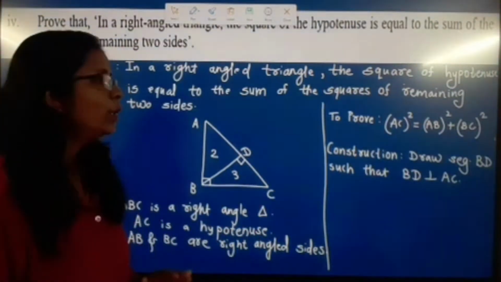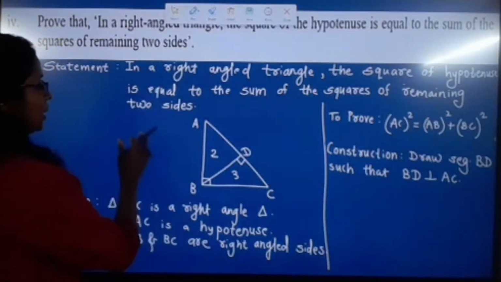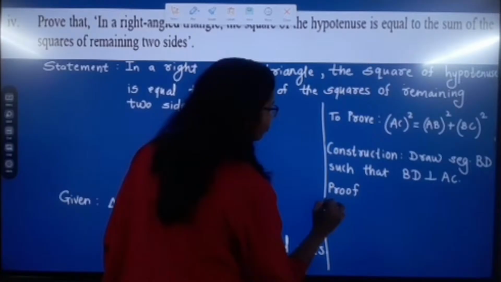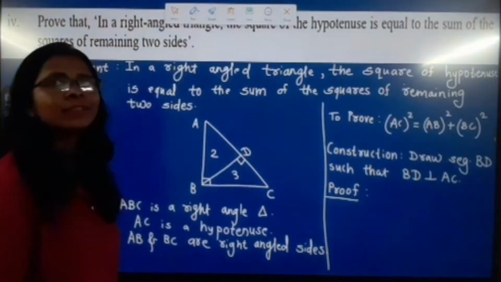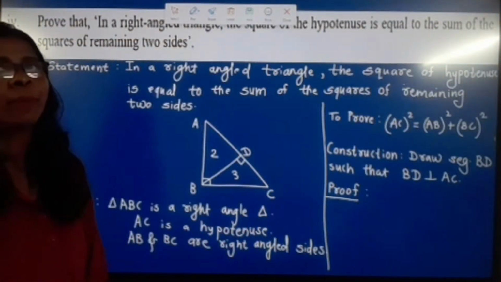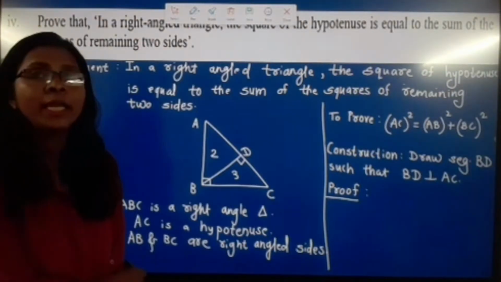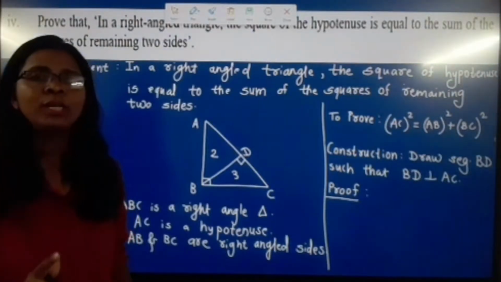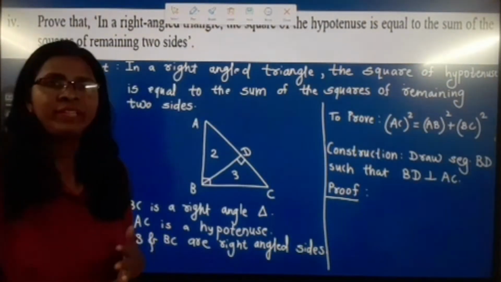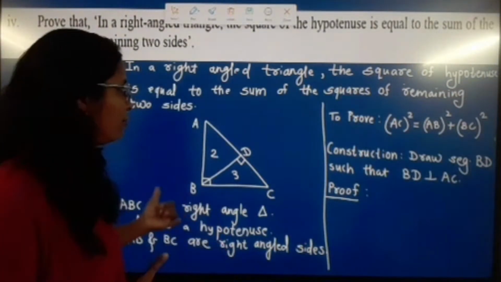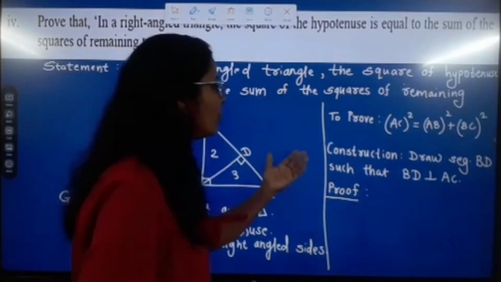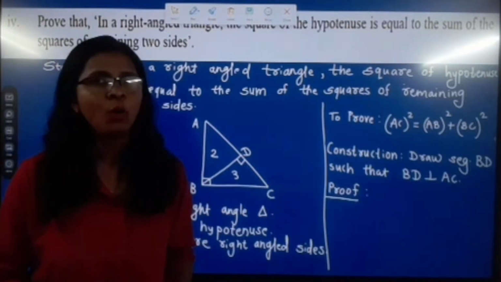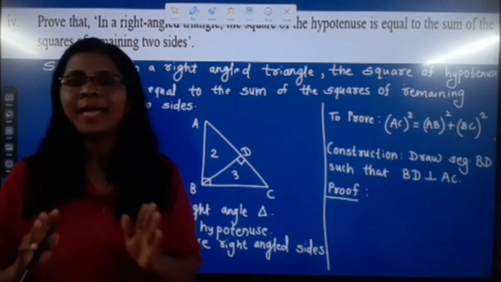Okay, so now the next one, the proof part. So these are the constituents, students. These are the parts that you have to write down if you want to get full marks for the theorem: the statement, then figure, then given, then to prove, if construction is necessary then that, and then proof. Okay, so now let us start the proof.